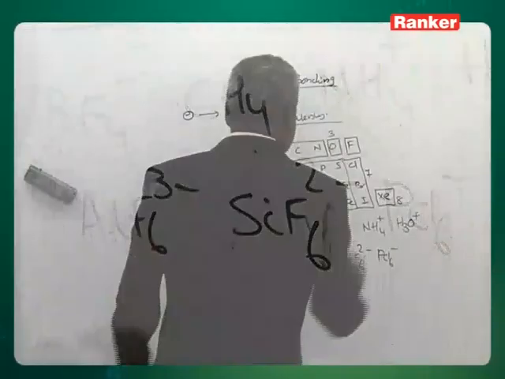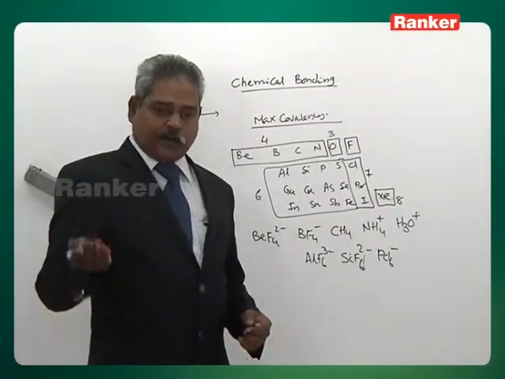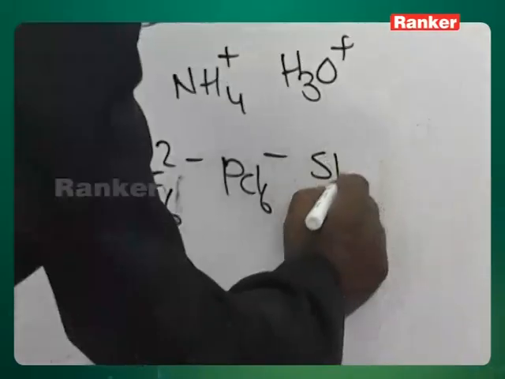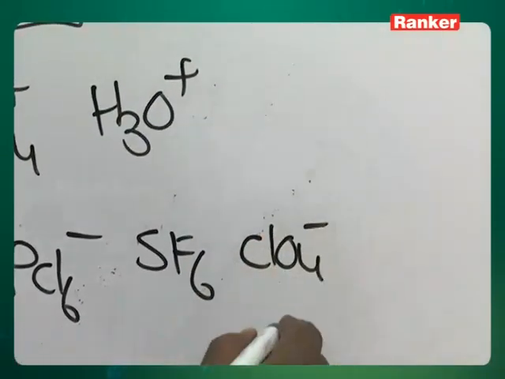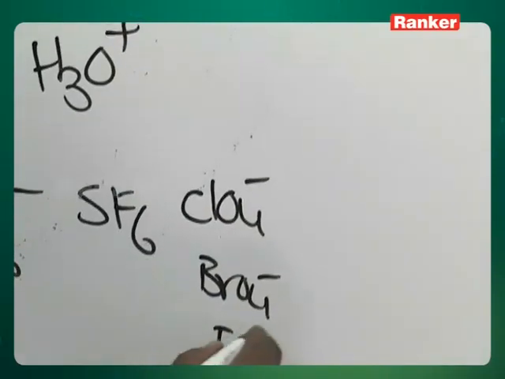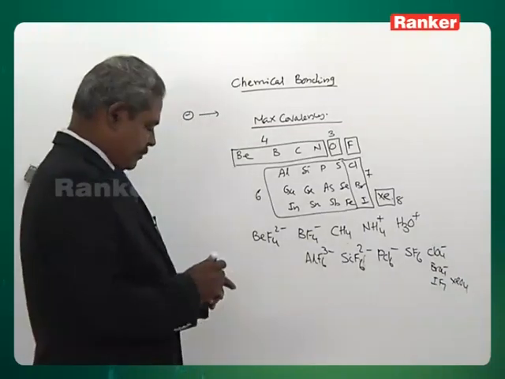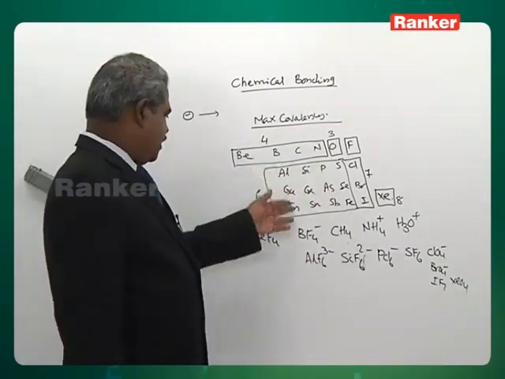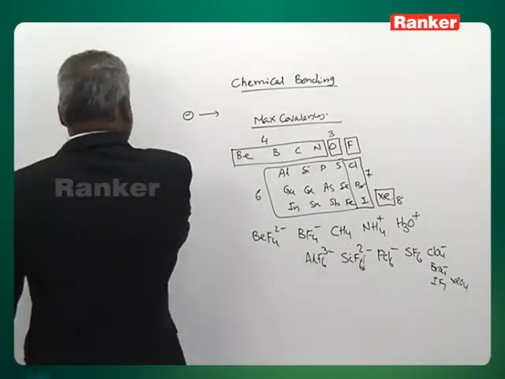PCl6 minus. Fifth group forming 6 bonds means 1 pair has been accepted from others. Sulfur SF6, chlorine ClO4 minus, bromine BrO4 minus, iodine IF7, xenon XeO4. These are the examples of maximum covalency. You can imitate all others, GaF6 3 minus, like this. That can be continued.